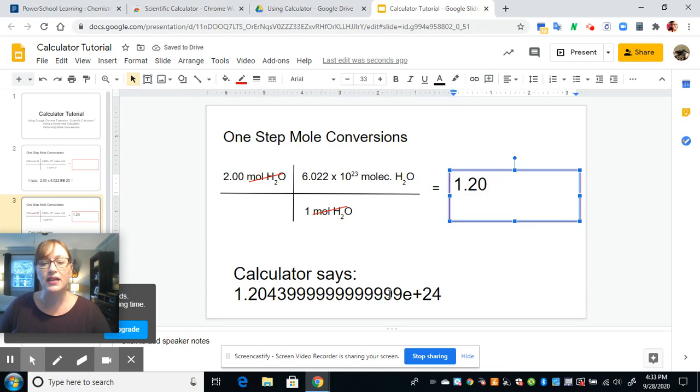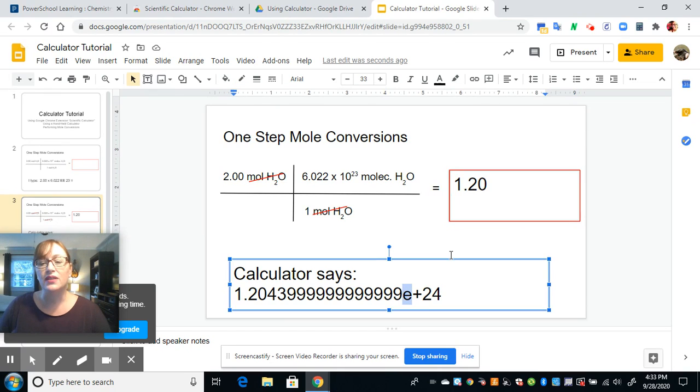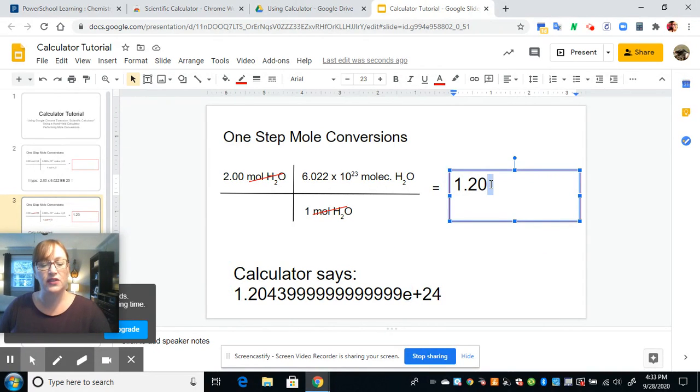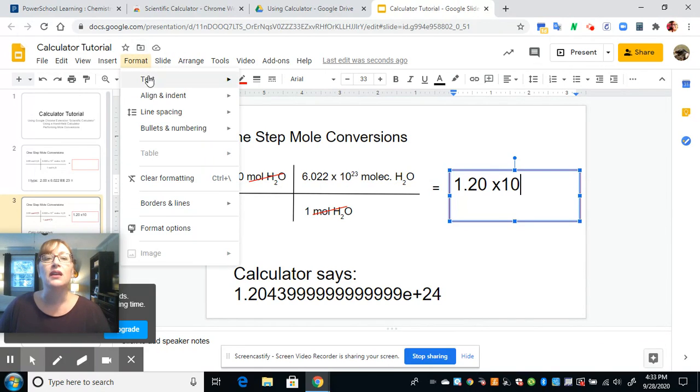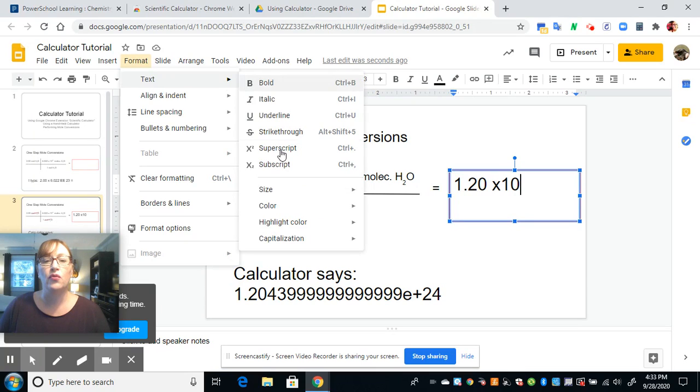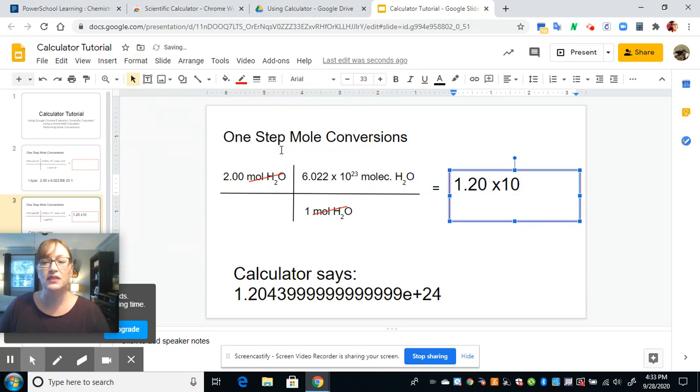And then it says all these digits I just canceled. Then it has an E. And what the E means is an exponent. So we're going to say, it's scientific notation. So we're going to say times 10, and E means automatically base 10. And then the number that comes after the E tells me the exponent for the 10. So that's going to be a 24. So I'm going to do a superscript 24.